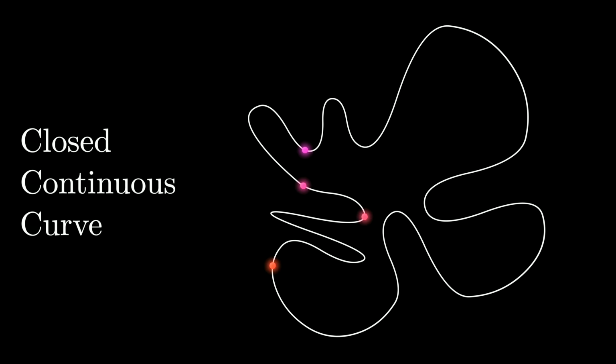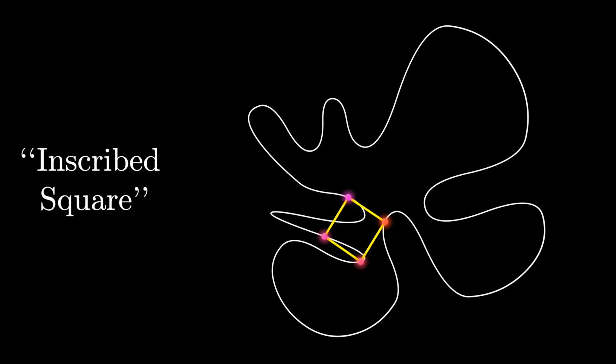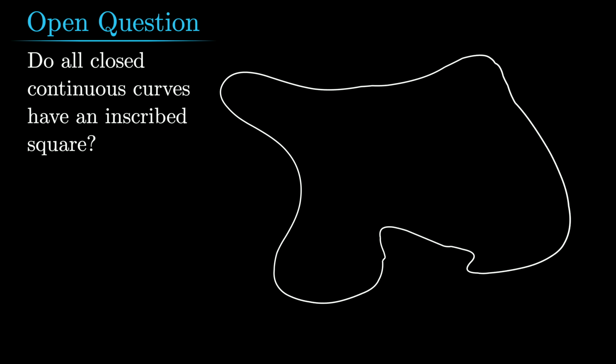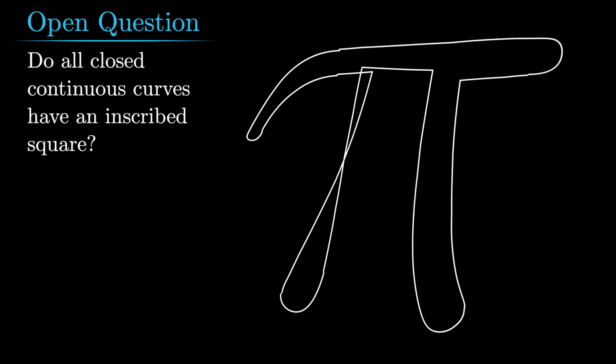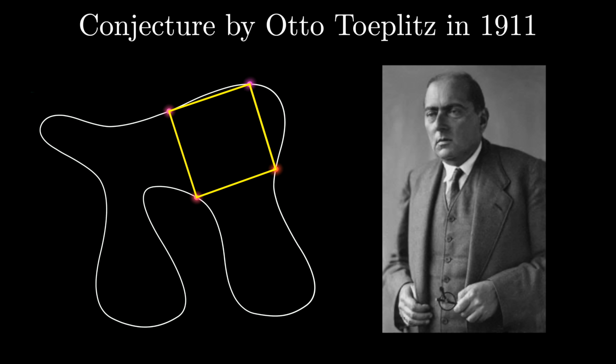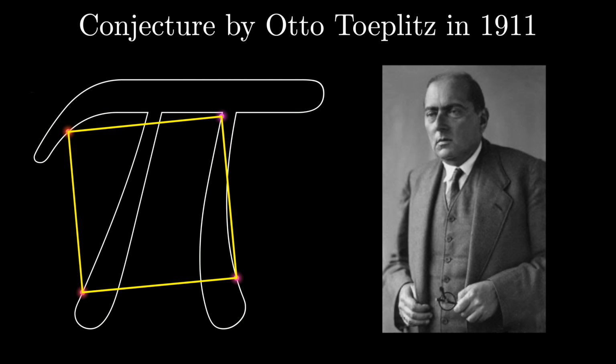If you can find 4 points somewhere on this loop that make the vertices of a square, it's called an inscribed square of the loop. And the unsolved question is whether every possible closed continuous loop like this necessarily has an inscribed square. The question was originally posed by Otto Toeplitz in 1911, and it's commonly known as the inscribed square problem.